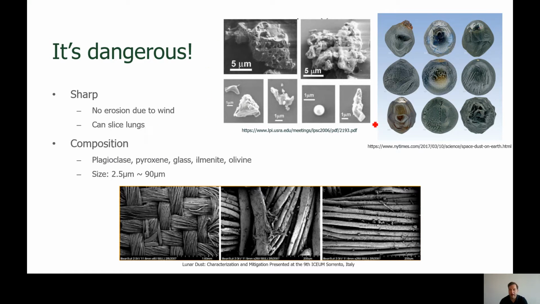This is from an SEM scan, where they have these basically jagged edges, and these can slice lungs. So this image shows a porous material and the jagged type materials from the actual lunar space dust, as compared to what they look like on Earth. So these are little micrometeorites from space, and the space dust on Earth is quite round and smooth. The composition includes things like glass and ilmenite or olivine, and the sizes of these particles are between 2.5 microns and 90 microns, meaning they get stuck in all of the fibers of the spacesuit, and they can also do damage to the spacesuit, and it's quite a hassle.